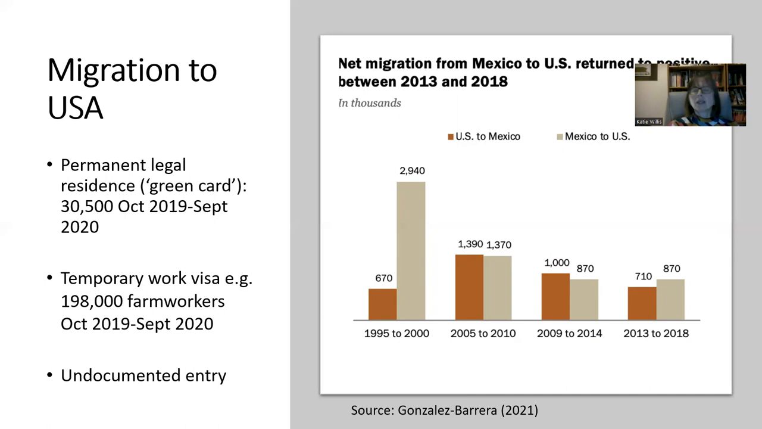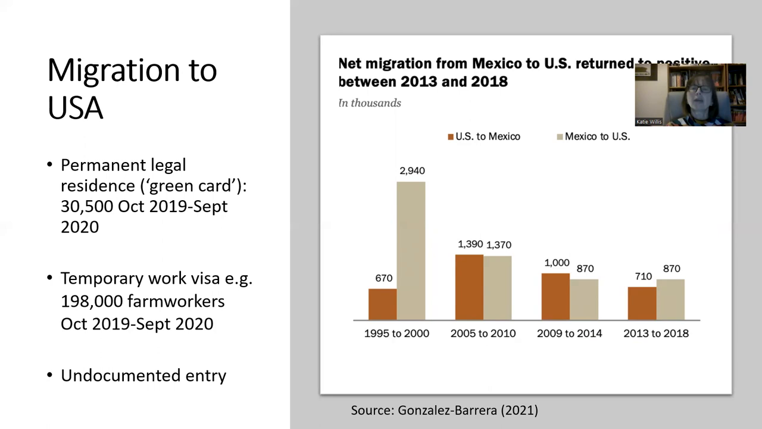However, if we look at this graph on the right-hand side, taken from the work of Ana González Barrera at the Pew Research Center, we can see that net migration between Mexico and the US varies greatly. We've got periods where there is a very, very significant imbalance between the number of Mexicans going to the US and the number returning. And that's very much the case between 1995 and 2000. But since then, we've had shifts. We've had more equal periods, or periods where it's slightly more returning than going.